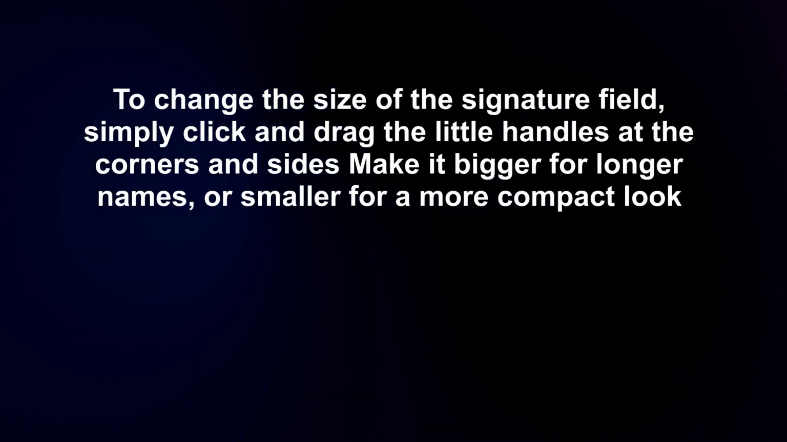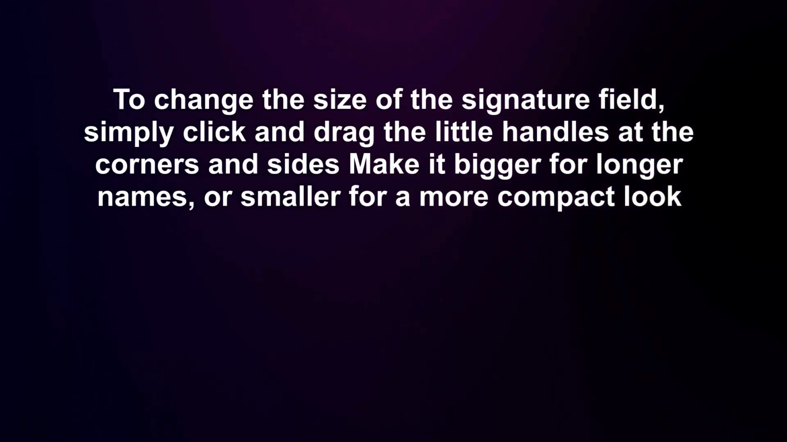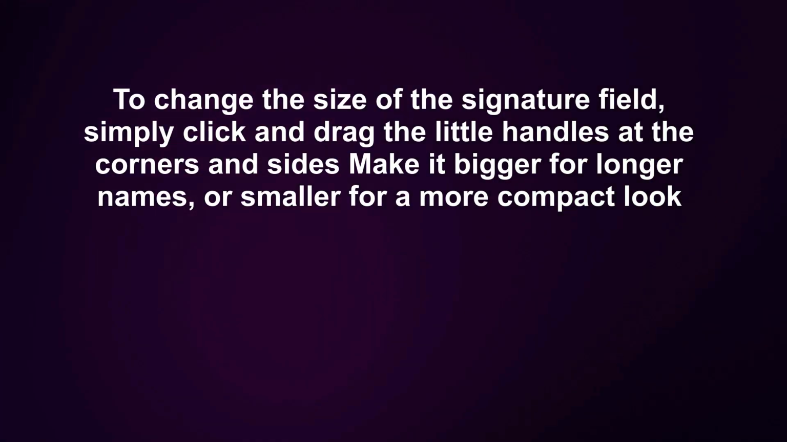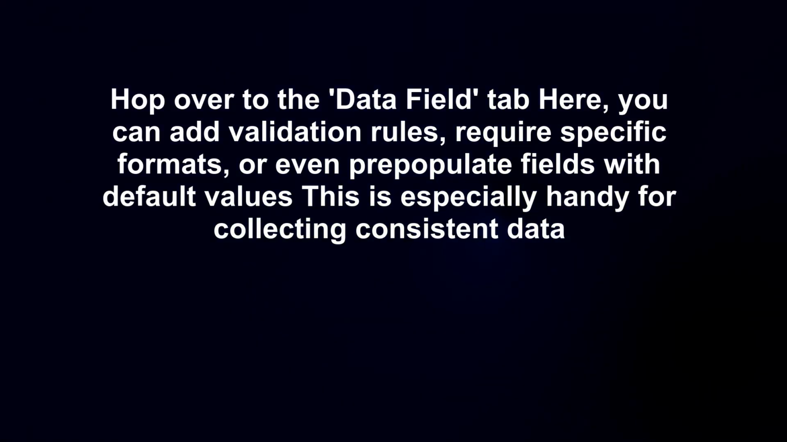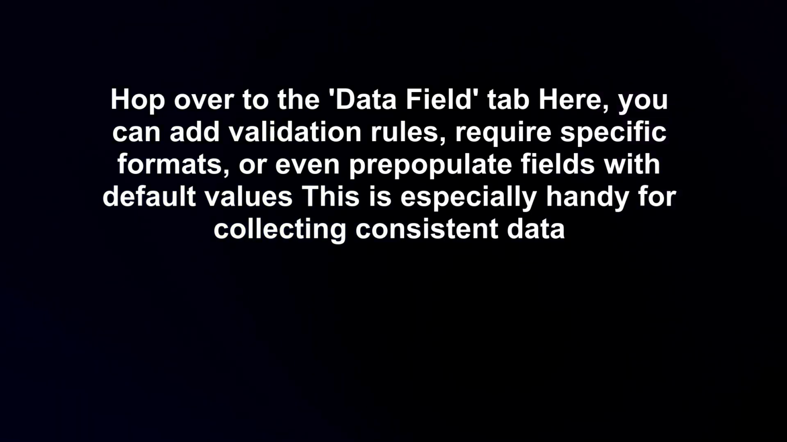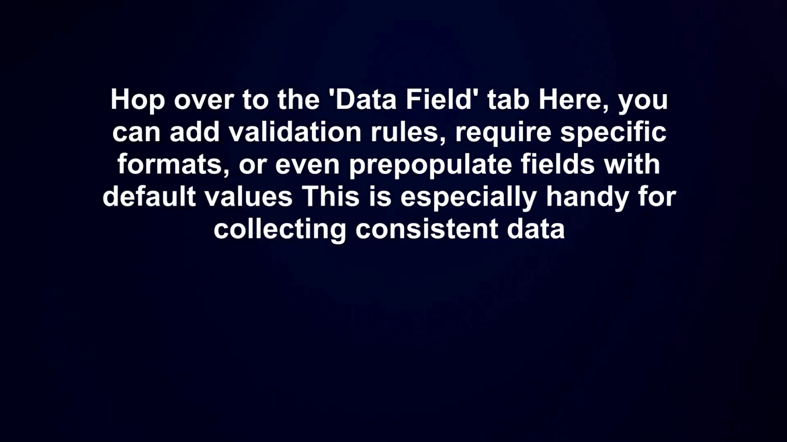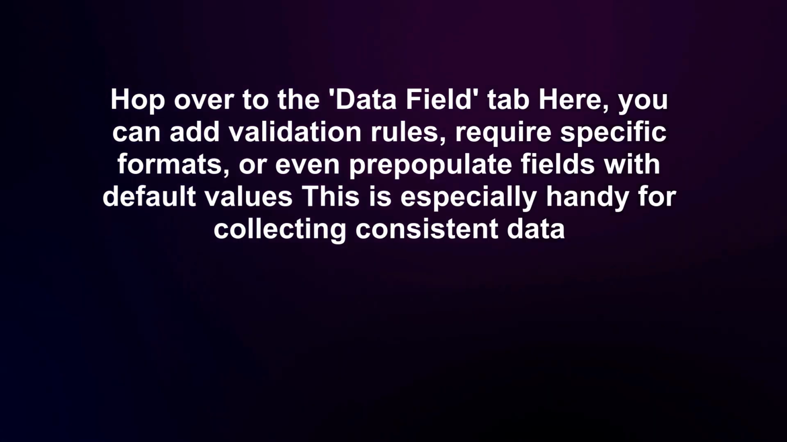To change the size of the signature field, simply click and drag the little handles at the corners and sides. Make it bigger for longer names, or smaller for a more compact look. Hop over to the Data Field tab. Here, you can add validation rules, require specific formats, or even pre-populate fields with default values. This is especially handy for collecting consistent data.